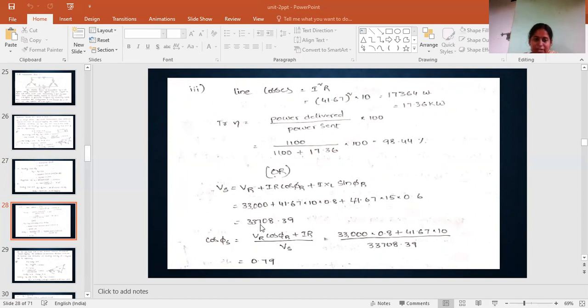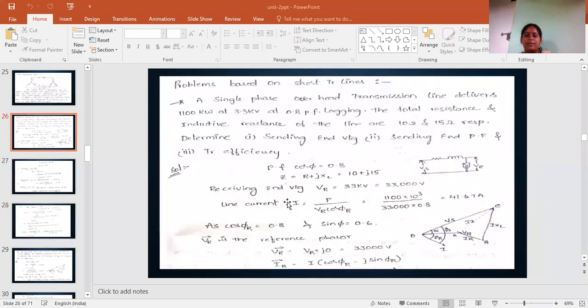And for the cos phi s, using this formula, I already told you that cos phi s equals (VR into cos phi r plus IR) by Vs. We can substitute the values VR cos phi r plus I into R by the Vs value, and we can get the value. So this is the formula for another method of solving this problem.